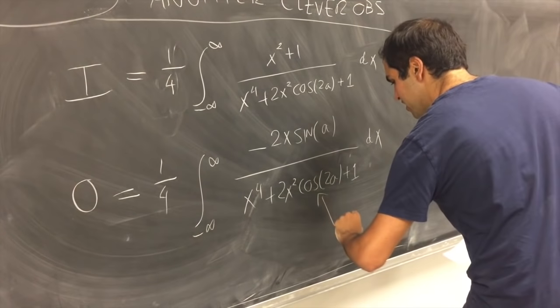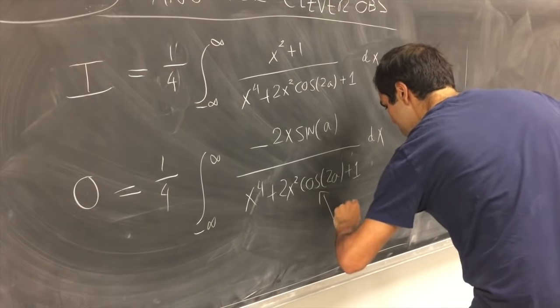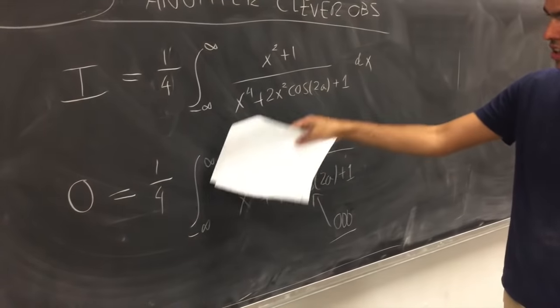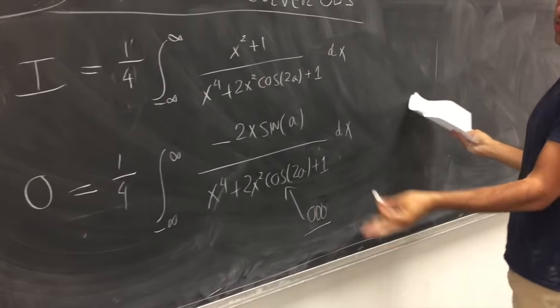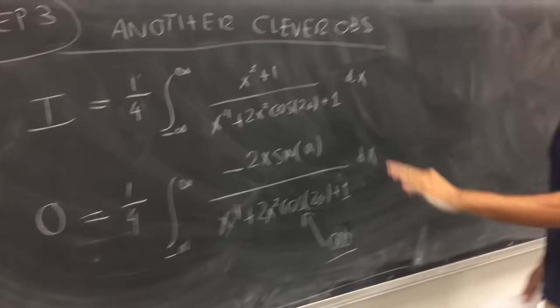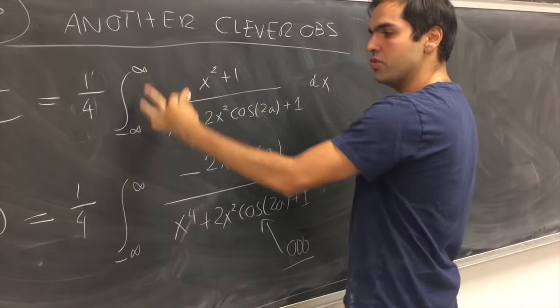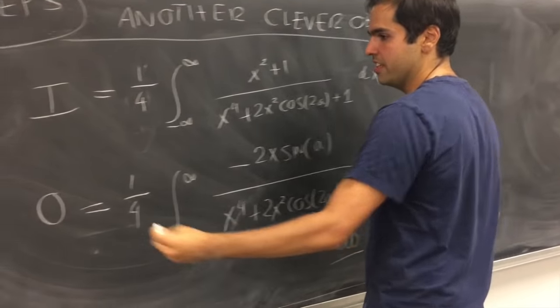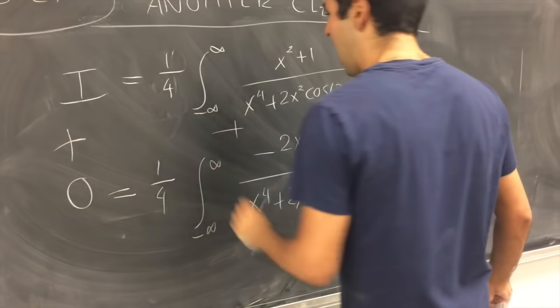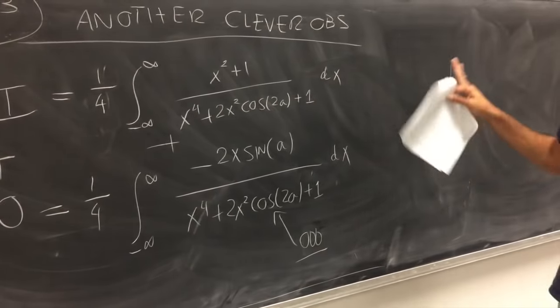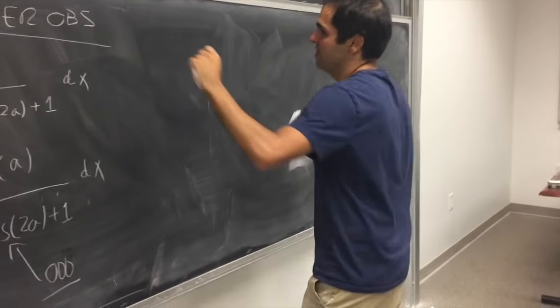And again, that's because we have an odd function. And the integral of an odd function on a symmetric interval is 0. And by the way, this is precisely why we went from 0 to infinity to minus infinity to infinity. All right, add those up. And again, there's no reason in hell why this would work. It does work, okay?